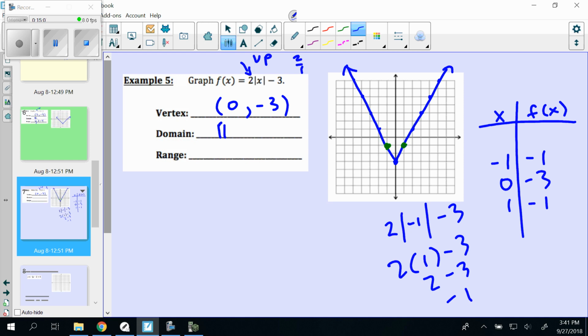Domain on this, all reals, because you can still put any number in for x. Our range, the lowest we see is right at -3 there, so y has got to be bigger than or equal to -3.